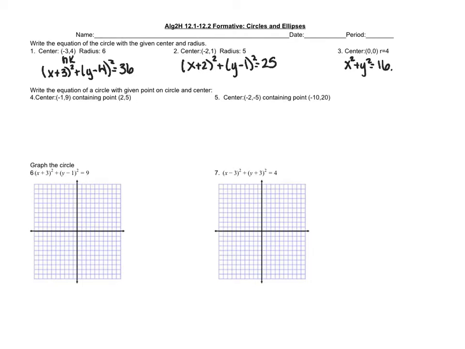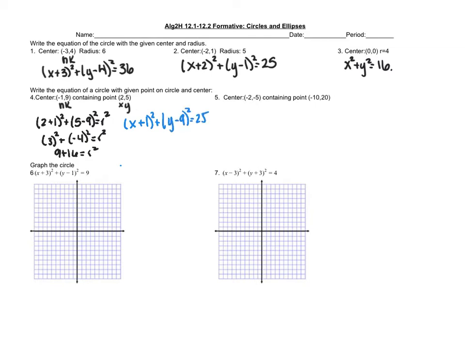All right, write the equation. So this is your h and k. This is your x. So x is 2: (2 minus h) squared plus (y minus k) squared equals r squared. That's 3 squared plus negative 4 squared. So that's 9 plus 16 equals r squared. So that's 25. So to write my final version of this, it would be (x plus 1) squared plus (y minus 9) squared equals 25.